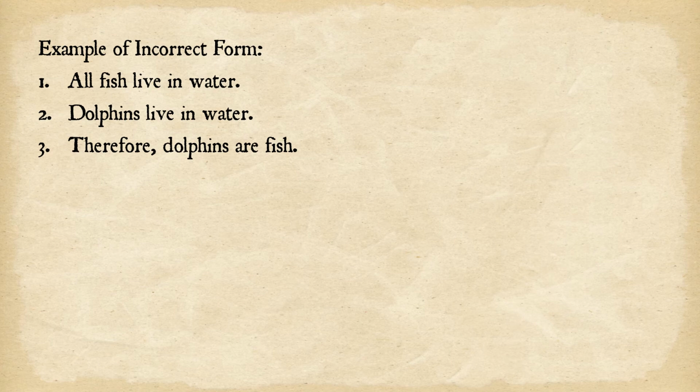The first one is a categorical statement. All fish live in water. The second one, though, doesn't have to do with the category. It's saying dolphins live in water. The category is not things that live in water. The first category that we're talking about, the general statement, is all fish, not all things that live in water. And so because the second, the minor premise, deals with dolphins living in water, that doesn't necessarily connect it to the genus of fish. So therefore, the conclusion doesn't follow. It's an incorrect form.